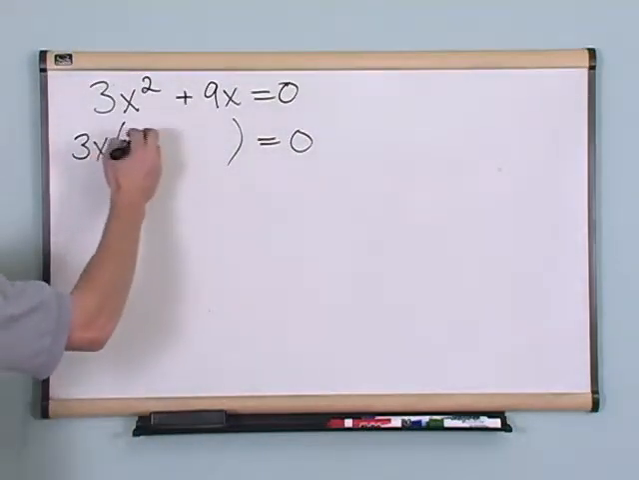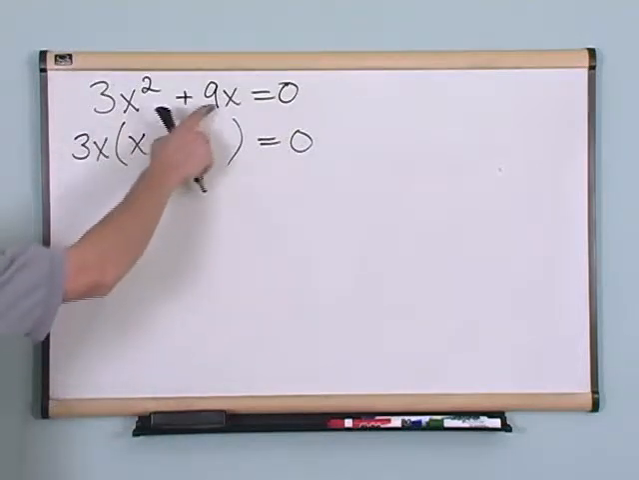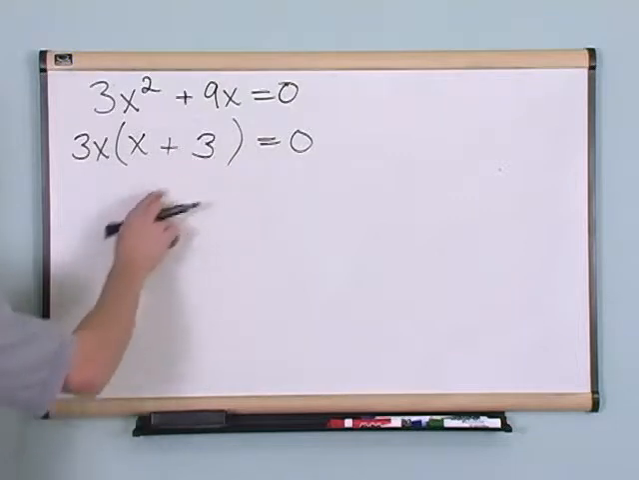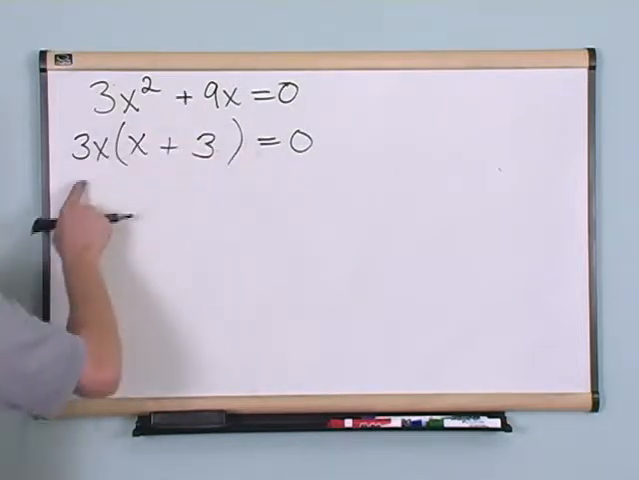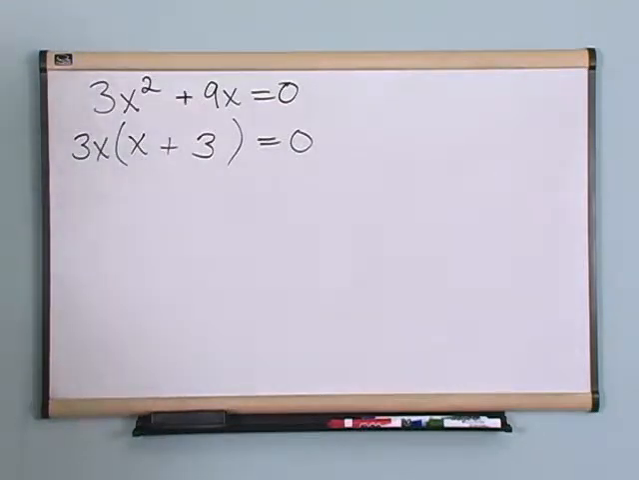What goes here is just simply x, because 3x times x gives me x squared. And then over here, all I need is a 3, because 3 times 3x gives me 9x. So you need to check yourself by distributing and make sure that it equals the top.